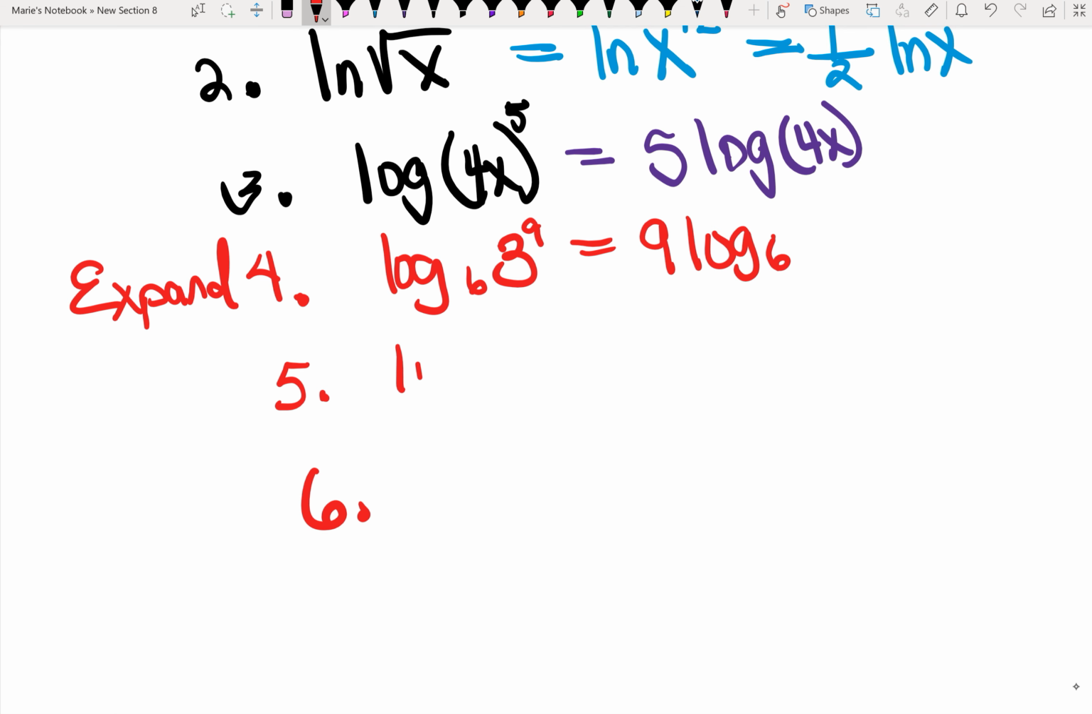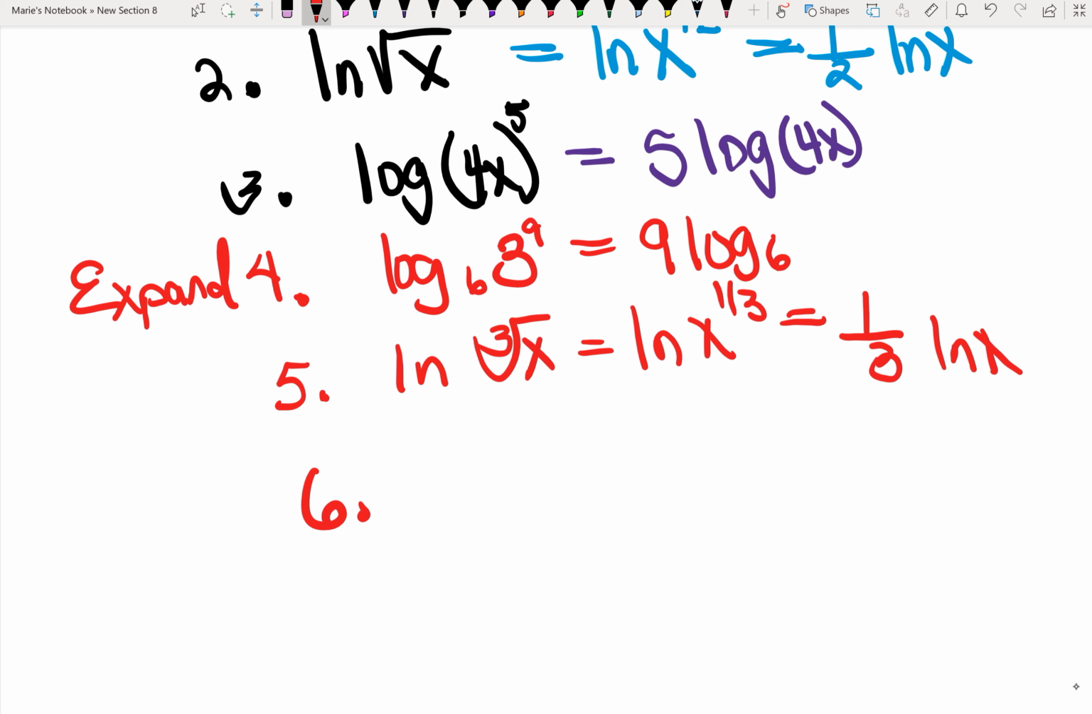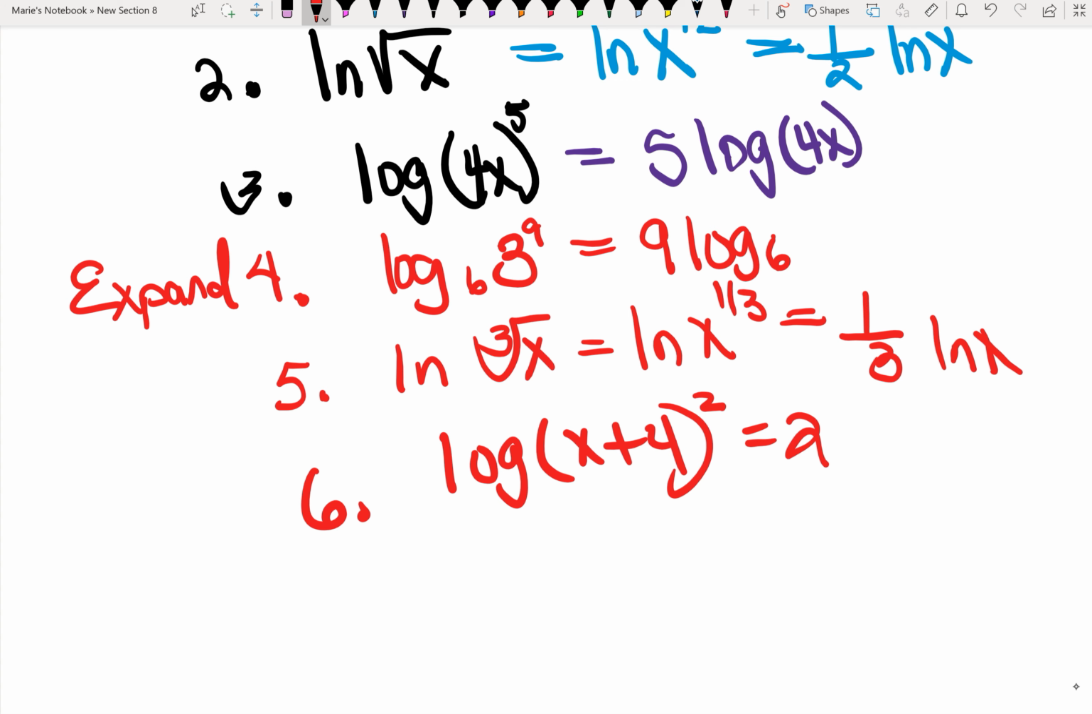Okay, here we have natural log of the 3rd root of x. So the first thing we do is say natural log of x to the 1/3, which we now refer to as 1/3 natural log x. All right, and then the last one, since they just want us to expand, they give us log of x plus 4 to the 2nd power. We're not going to do anything fancy, we're just going to focus on the power rule, so it's 2 log of x plus 4, and that's it. That's all you got to do.